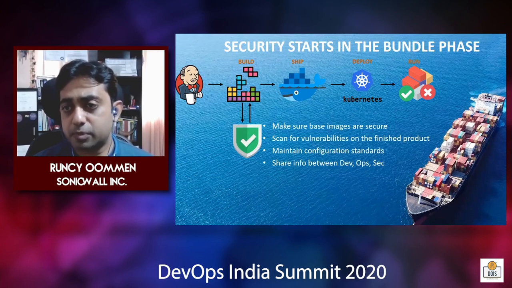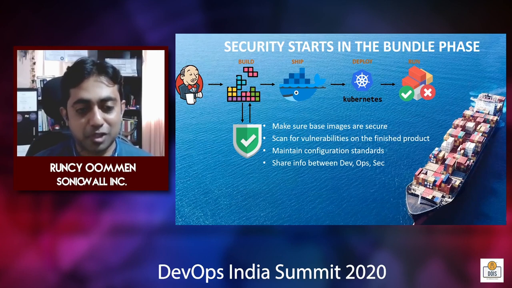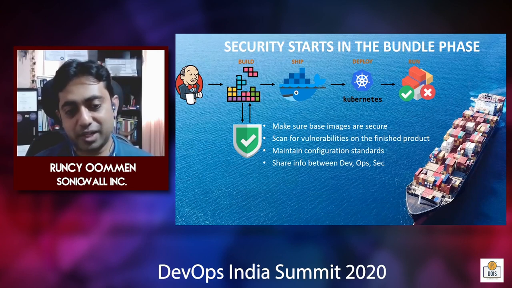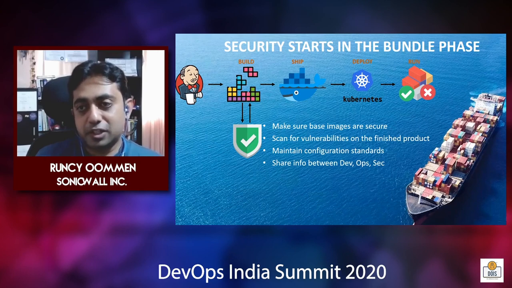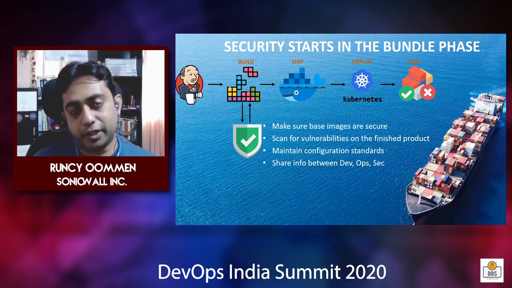And now let's look at each of the specific ways. The build is basically starting with the bundling phase, and it is very important that the base images are secure and you scan for vulnerabilities in each of them, right? That's the most basic way of doing things in containers. You have to maintain configuration standards, and DevSecOps teams have to share information. They cannot just live in silos. There has to be coordination between the development, operations, and security teams, which led to this phenomenon of DevSecOps, right?